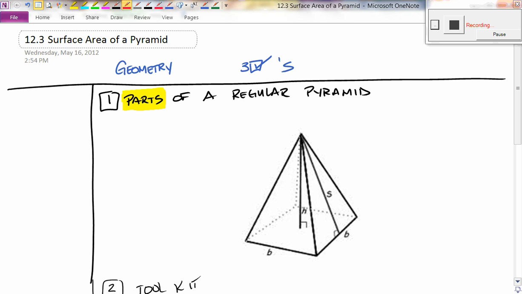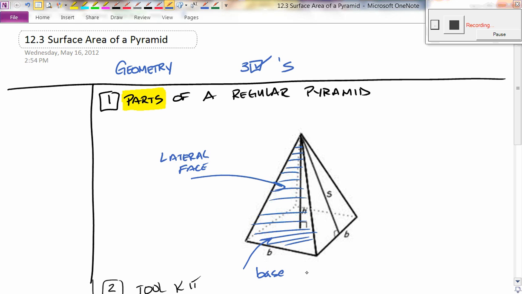First things first. This part right here, like one of these faces, so like this front face that you see, this is called a lateral face. Okay, a lateral face, that's exactly what you would expect it to be. We have the base down below, and the base in this case is regular, which means that it's a square in this particular case for a pyramid.